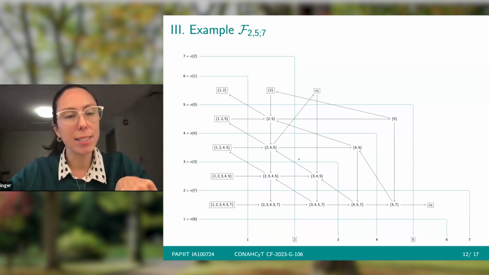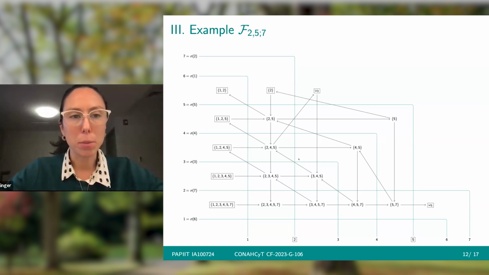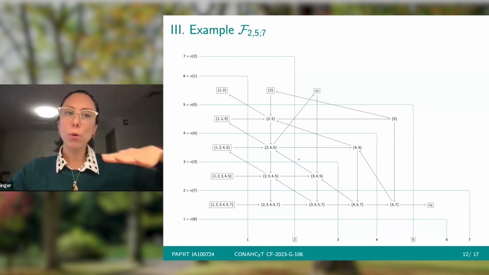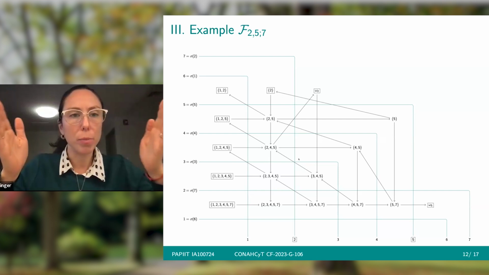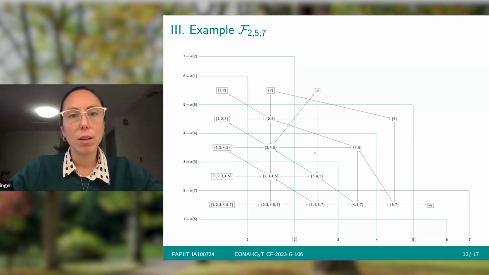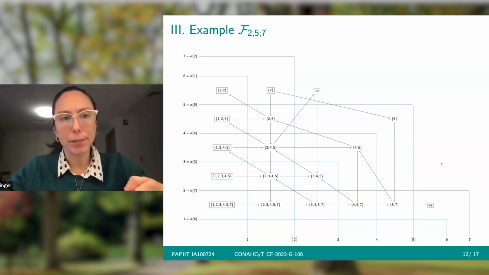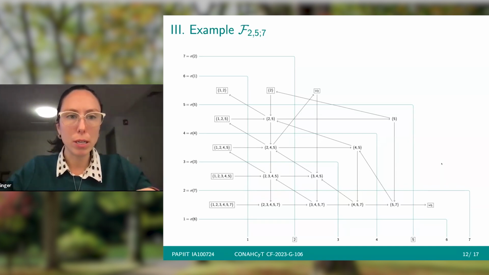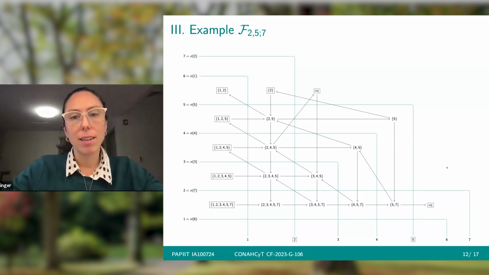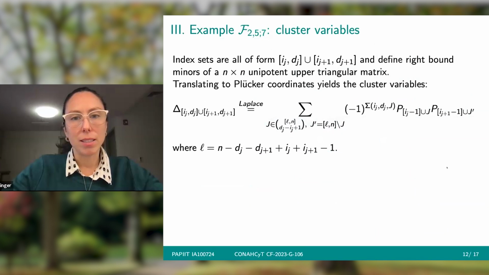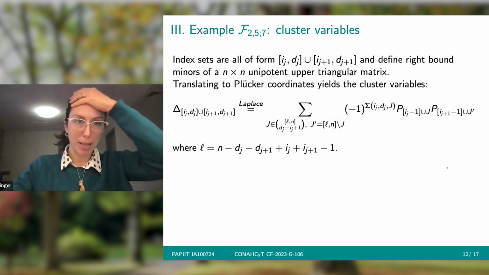So these index sets, I understand them as being the row sets of minors on an upper triangular unipotent matrix. So maybe let me move on to the next slide and tell you how to get to Plücker coordinates or Plücker expressions from this collection of index sets. This is essentially just a Laplace formula.